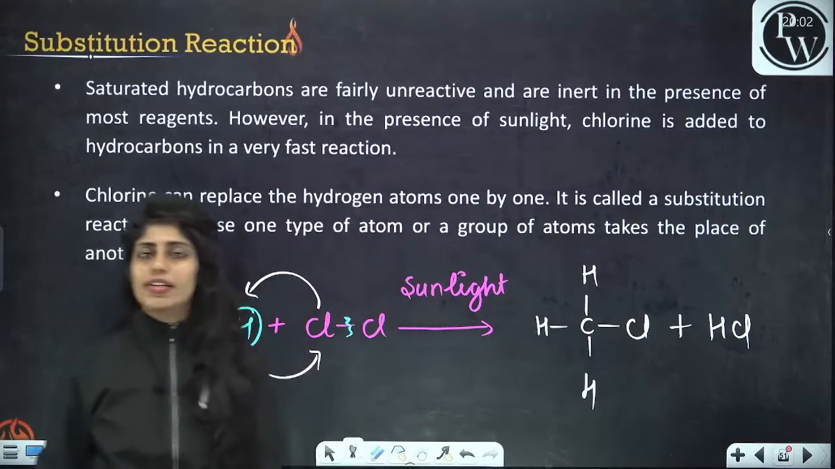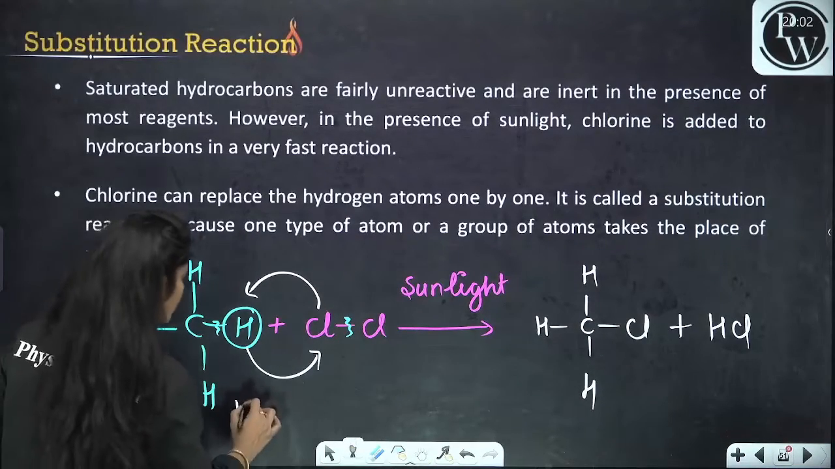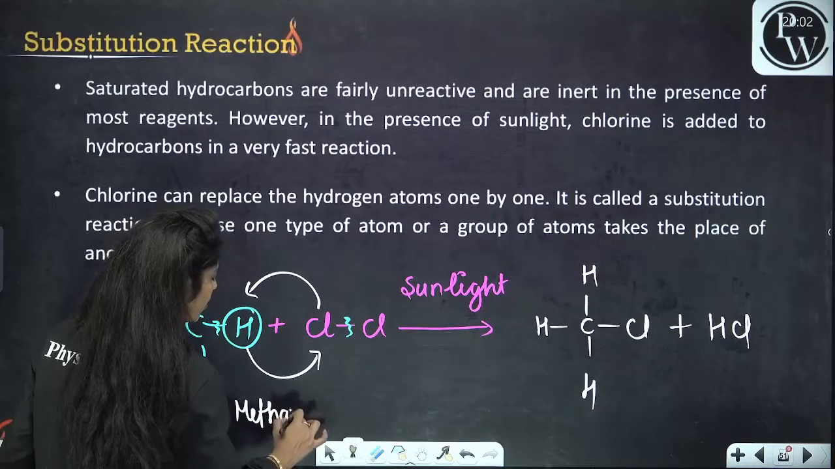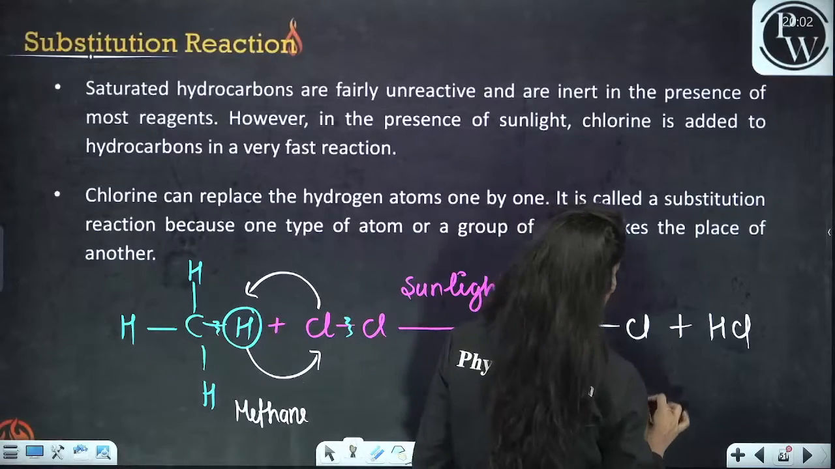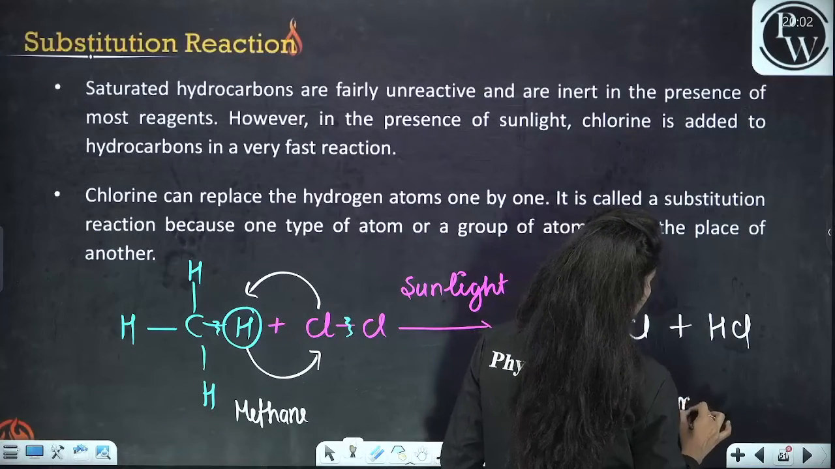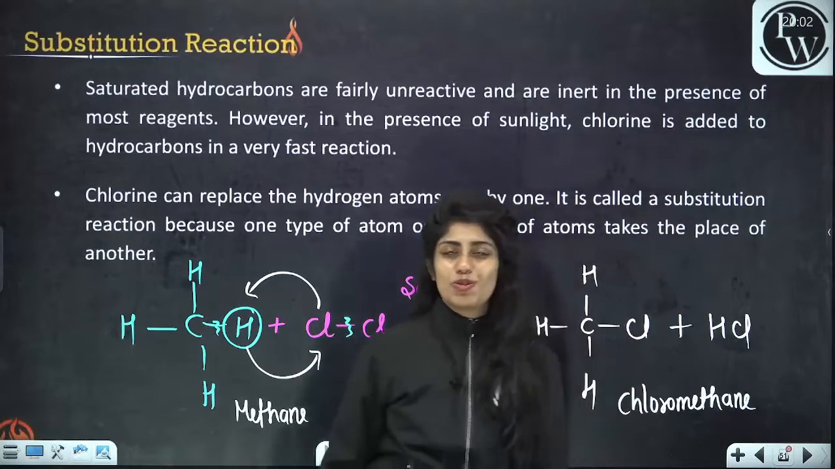Can you name it? Can you name it? So this is your methane. After substituting this chlorine, it has become chloromethane. Are we good? So this is what we call the substitution reaction.